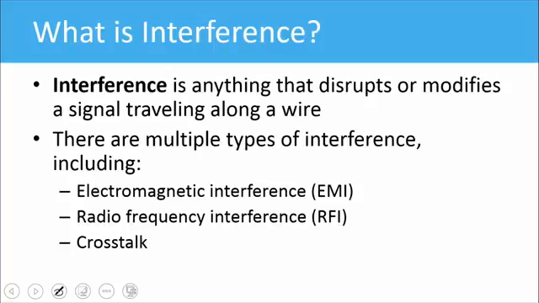Electromagnetic interference can be given off by a microwave or anything that transmits an electromagnetic field. And what that can do is it can essentially just throw off those electrical signals that are being transmitted along a wire. Similarly, with radio frequency interference, radio frequencies can interfere with wireless communications. And so it may not impact the use of twisted pair cabling as much as EMI would, but it's definitely something that you should be aware of.